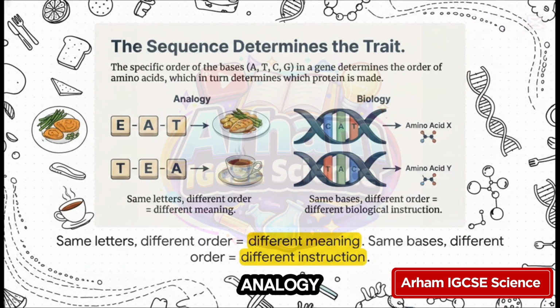This little analogy on the left illustrates the point perfectly. Look at the letters E, A, and T. In that order, they spell eat, which means one thing. But just rearrange those exact same letters, and you get T-E-A, something completely different. It works just like that in biology. The same bases in a different order create a totally different biological instruction.